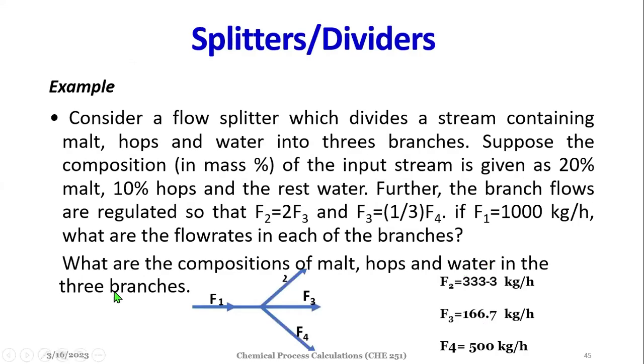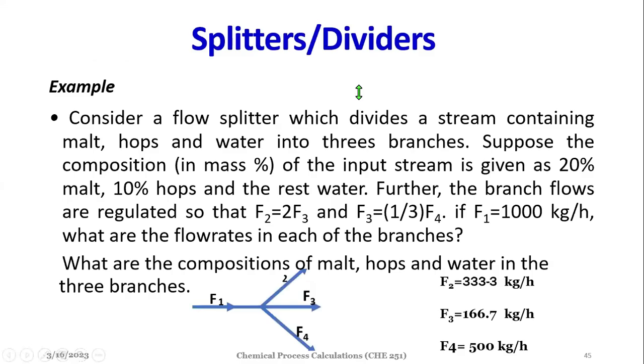And as for the composition, it's going to be the same composition. So the other part of the question said, what are the compositions of malt, hops, and water in the three branches? So it's going to be the same composition at the end of the day. Because we said that when we are dealing with splitters and dividers, the composition doesn't change.